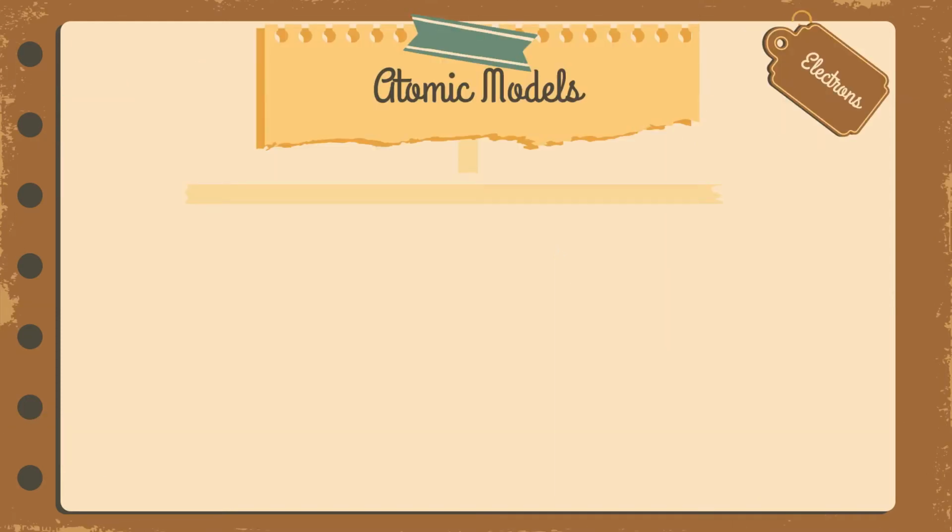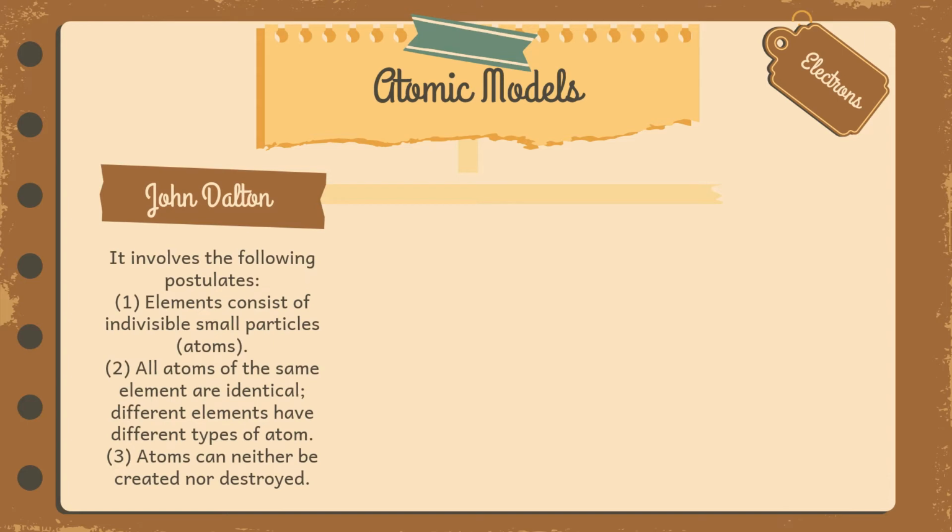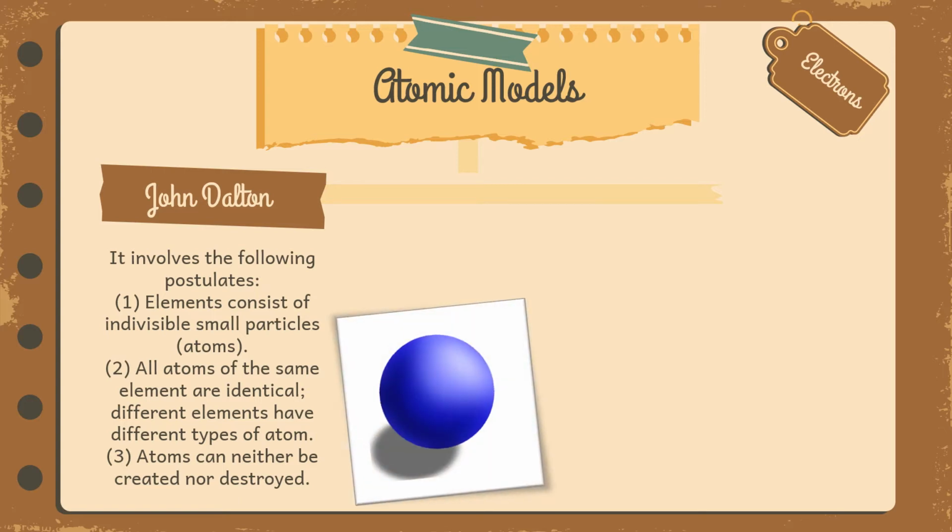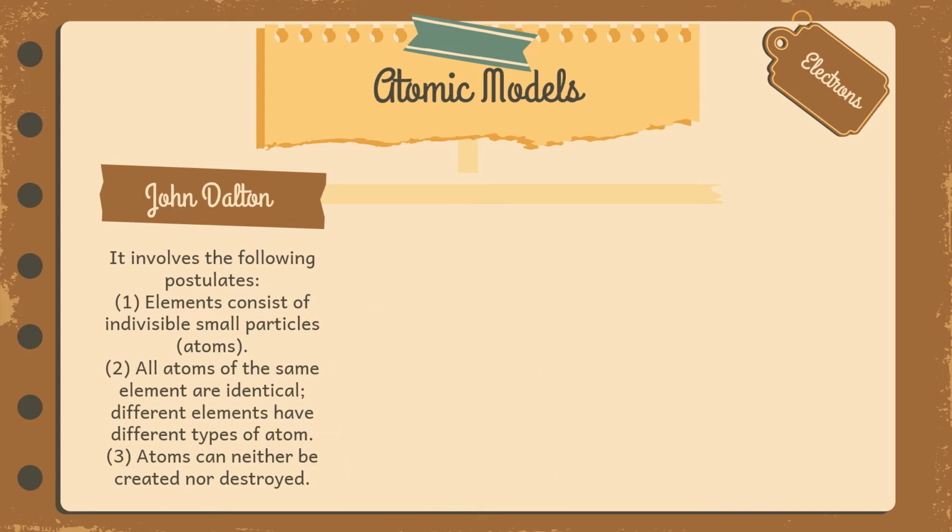The atom was first described by John Dalton as it involves the following postulates. First, elements consist of invisibly small particles called atoms. All atoms of the same element are identical. Different elements have different types of atoms. And third, atoms can neither be created nor destroyed. He described the atom as a ball, just like a billiard ball.